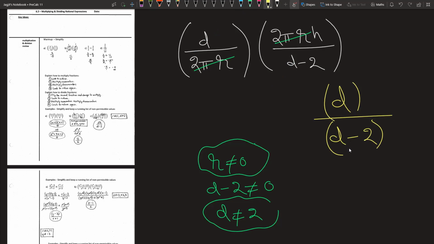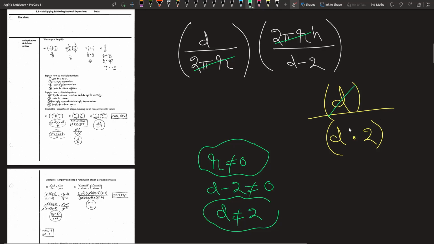This is d. This is d minus 2. They're not the same. Whenever there's a plus or minus with it, they're not the same. So you cannot cancel this d with this d. Nope, that would be the biggest mistake. Yes, if instead of this minus, we had d times 2, then you can cancel the d's.